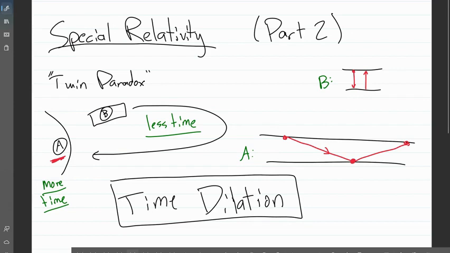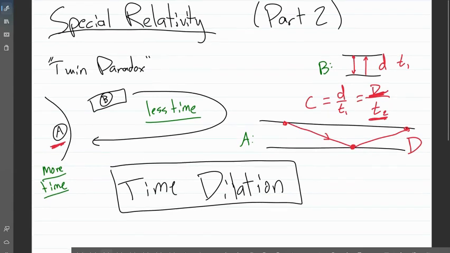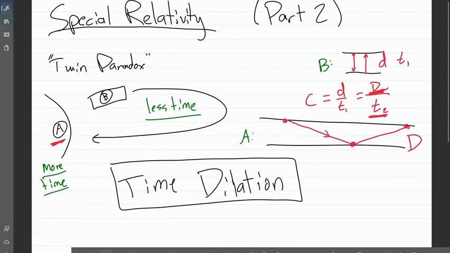But we can understand it knowing that the speed of light stays constant, and velocity is distance over time. This is our distance, this is time one. But if it's the same distance, it's not the same distance, it is stretched out, but it has to be the same speed of light. So we have some distance, capital D, and some amount of time, T2. This person experiences more time because they watch the light travel a further distance. That's this thing called time dilation.